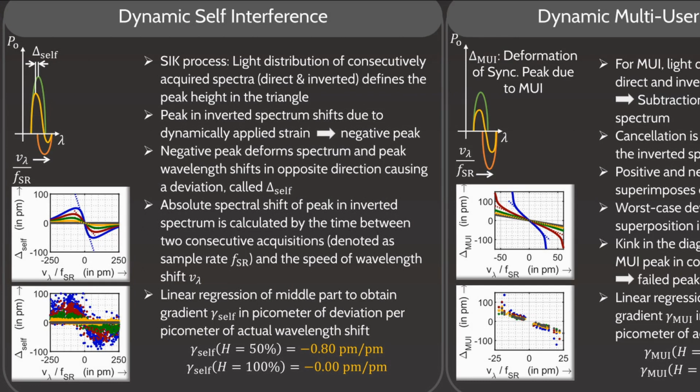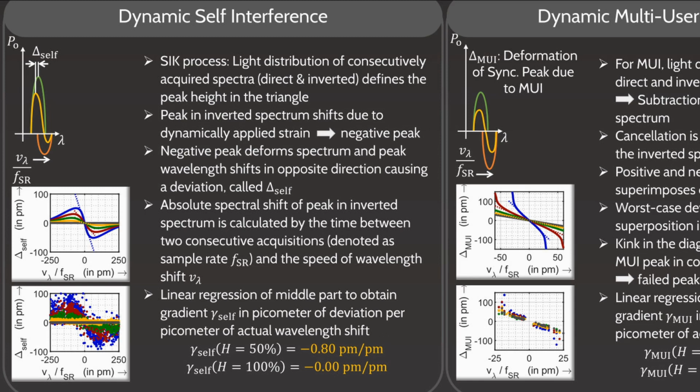Dynamic self-interference occurs when the peak in the inverted spectrum is shifted spectrally due to dynamically applied strain. Then, the subtraction of two spectra does not work properly and the peak is deformed. A peak detection leads to deviations depending on the actual wavelength shift of the peak in the inverted spectrum. A gradient describes the deviation in picometer per picometer of wavelength shifts.